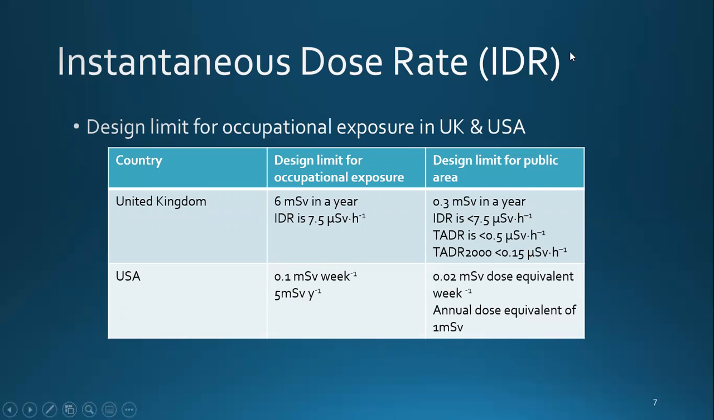That is, the IDR is less than 7.5 microsievert per hour, and the TADR is less than 0.5 microsievert per hour. And TADR 2000 should be less than 0.15 microsievert per hour. This is the design limit for the public in the United Kingdom. Whereas in the USA, we talk about 0.02 millisievert dose equivalent per week, and an annual dose equivalent of 1 millisievert. So this is how the United States and the United Kingdom have their dose limits.